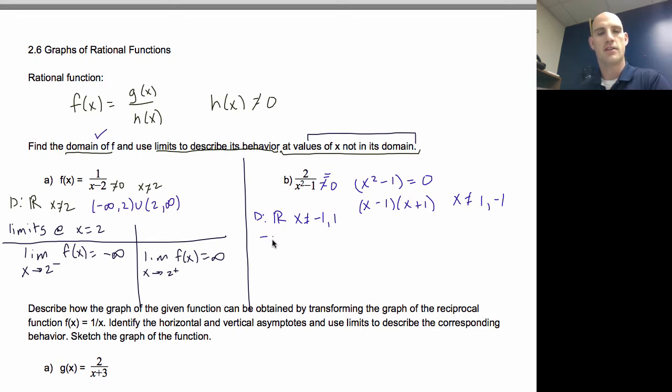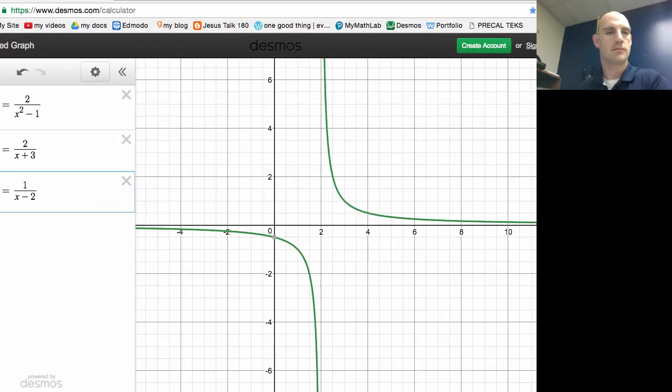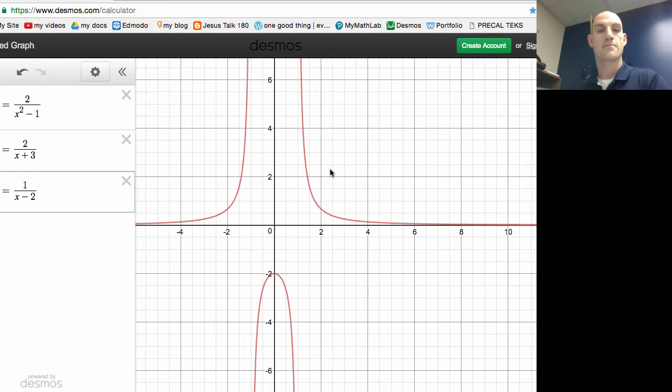I could write it in interval notation also. So it's negative infinity to negative 1. Also negative 1 to 1. And also 1 to infinity. Well, if I check out my graph, look at what I got here. I already have it pulled up. 2 limitations on the domain. Not surprising here. Negative 1 and 1. That's what I found out.